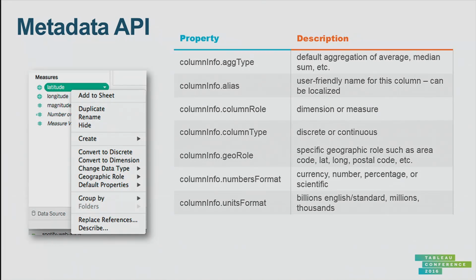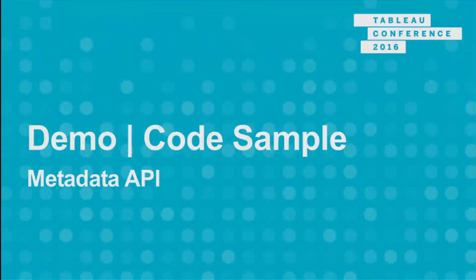In here, we have a number of different options. You can set the default column types, default column roles. You can add descriptions, aliases. There's a lot of things here. It's all in our documentation. I'm going to show an example of a few of these, though.